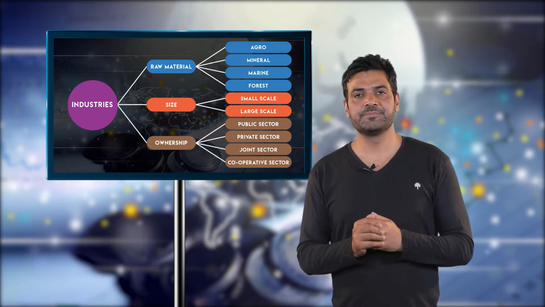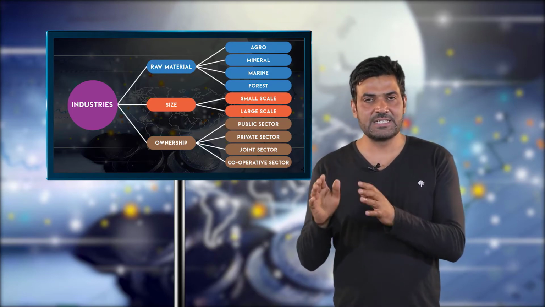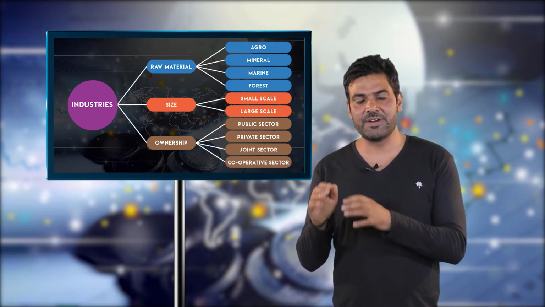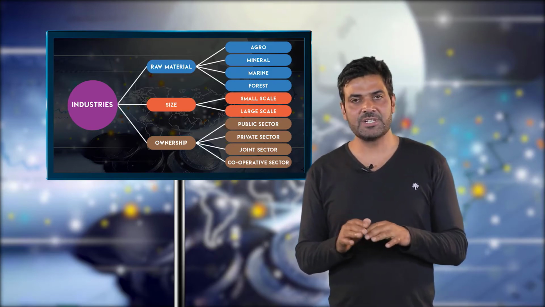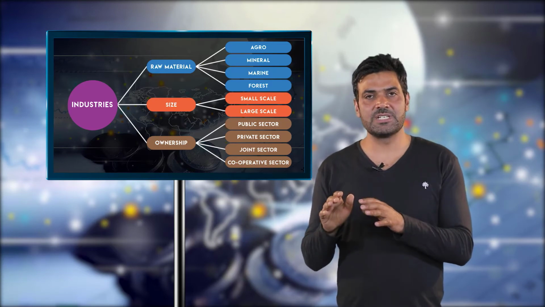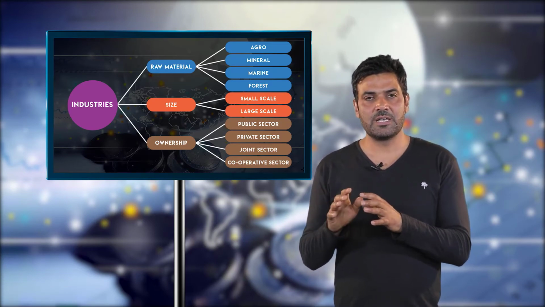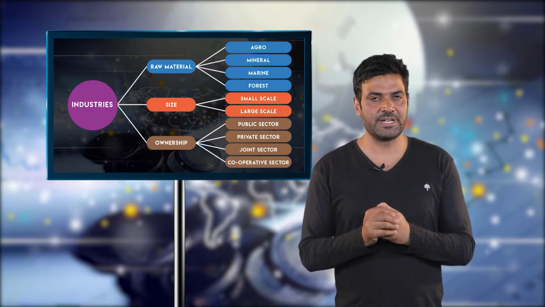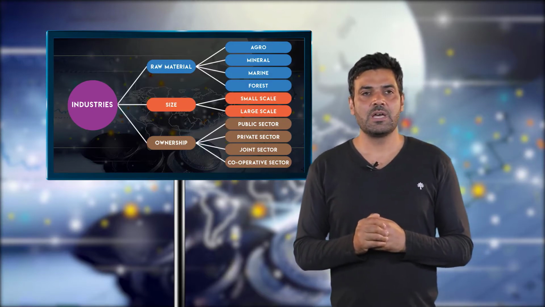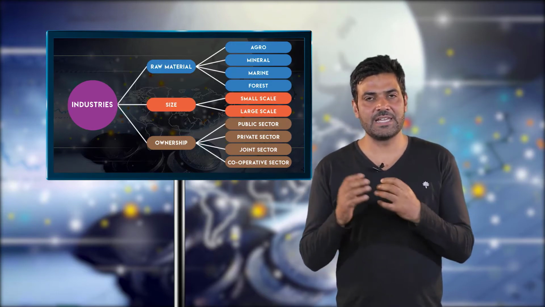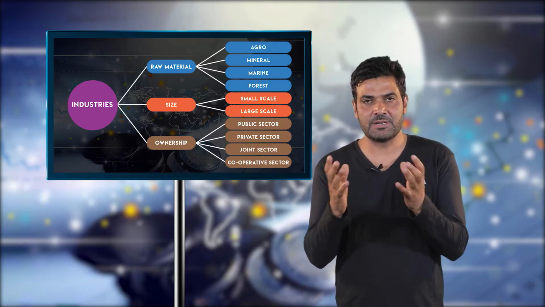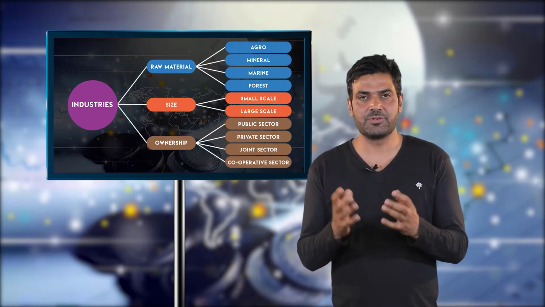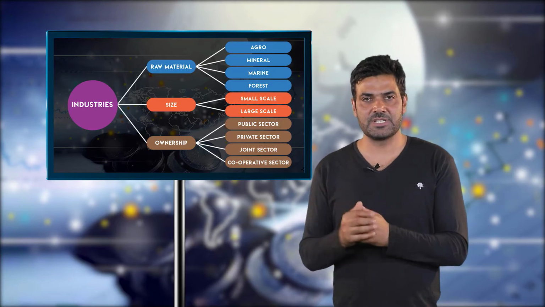Okay, moving forward, we have another type of industry based on the raw material, and that is the marine-based industries. Marine-based industries are those industries that use products from the sea or the ocean as their raw material. For example, we have industries that manufacture fish oil, or industries processing seafood. So these are the marine-based industries.